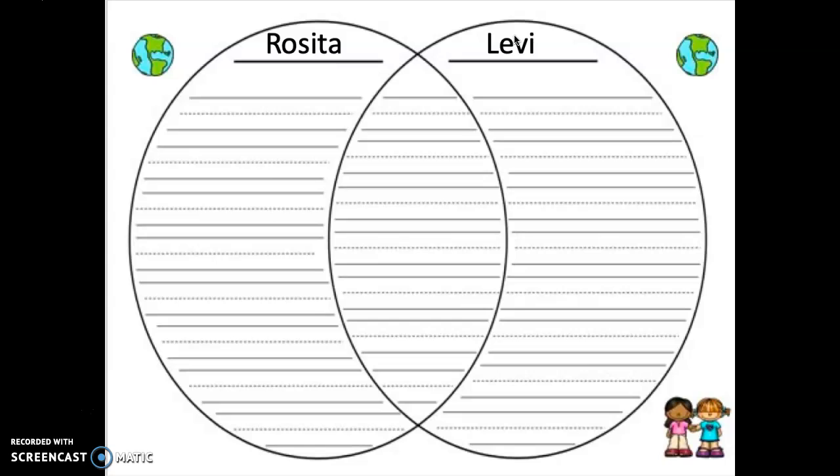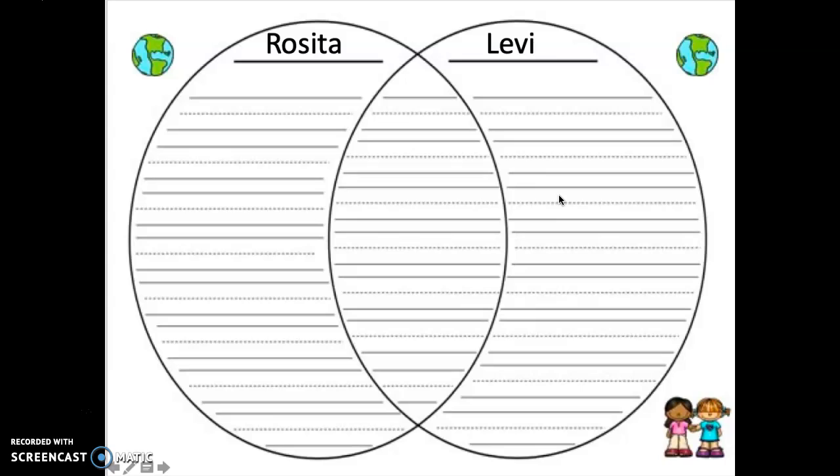So go ahead and pause real quick and write these two names at the top on the lines of your Venn diagram. Remember, with the Venn diagram in our circle, we've got this circle here, goes all the way around. Where the two circles cross, that's what's going to be both Levi and Rosita. Where the circles are not connected, this is just Rosita, this is just Levi.